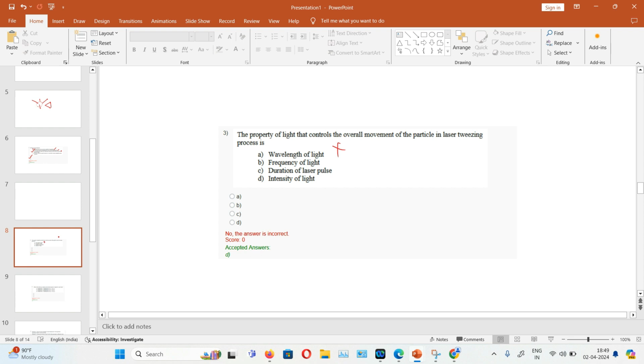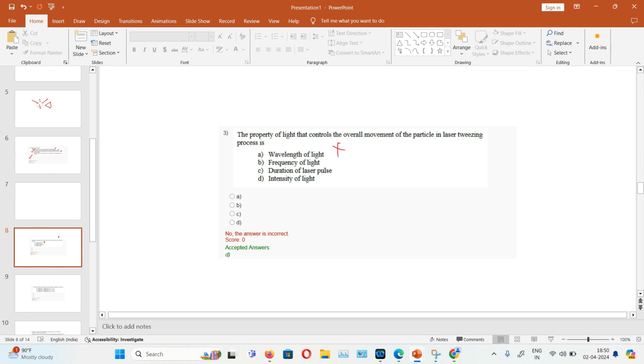Duration of the laser pulse. Laser pulse duration is not the one which is controlling the fusing action. The intensity of the light. Intensity means the number of photons. Each photon causes a change in momentum, and that change in momentum causes the fusing action. If the intensity of the light increases, a large number of photons are involved in that action, and the change in momentum will be more. Similarly, the corresponding force will also be more, and the fusing action will be effective.